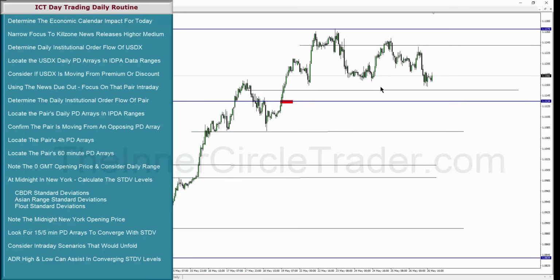And then we look for those expansions higher on bullish days with our standard deviations on the Asian range, central bank dealers range, and/or the flout. Looking for the average daily range high to converge as well, again with an opposing premium array that's seen on the 15, 60-minute, 4-hour, or daily. If the average daily range is smaller than 60 pips, we know there's going to be a likelihood of a large range day eventually, for trading institutional order flow in that bias. We may get much more than the average daily range.